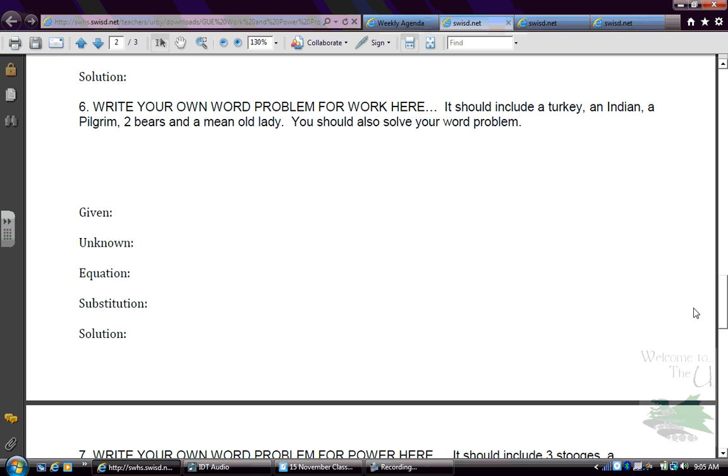Down here, you'll notice on number six, it says that you need to write your own problem for work here. And it tells you what it needs to include. So your word problem that you write out here should include a turkey, an Indian, a pilgrim, two bears, and a mean old lady. So make sure that you include all those factors if you want the full credit here. Instead of getting 2 points for the problem, like you were on the first five, you're actually going to get 5 points for the problem that you write out, and then another 5 points for these bottom steps, actually solving your problem correctly.